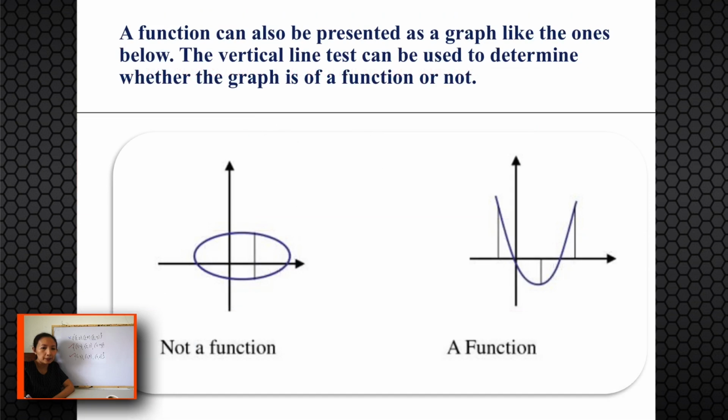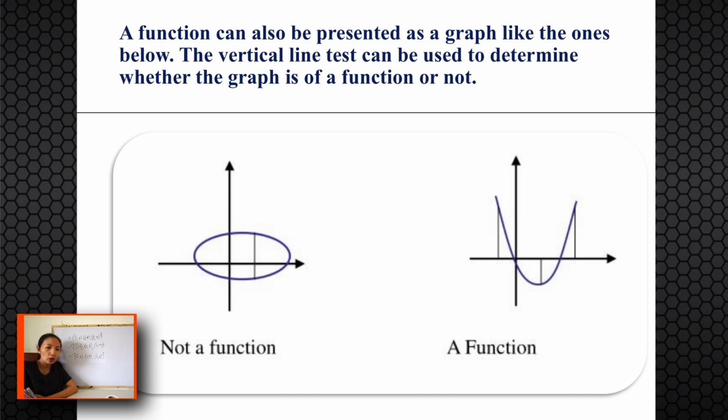Again, a function could be presented in the form of a graph. You know this very well. And you know your vertical line test. Yes, the vertical line test can be used to determine whether the graph is of a function or not. So, the first graph, we draw the vertical line along this side. Then the vertical line would cut the graph into points. Therefore, this graph is not of a function. What about the second? If I draw the vertical line along this side, then it will touch the graph at one point only.